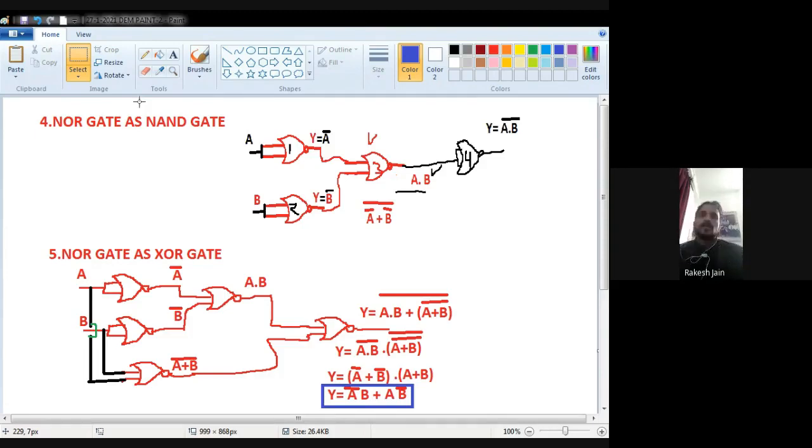So the output of the third NOR gate will be A dot B. The inputs A and B are also connected with a NOR gate. So if a NOR gate inputs are A and B, then the output will be A plus B having a bar. Now these two output lines, one is A dot B and one is A plus B having a bar, connected to a final NOR gate.